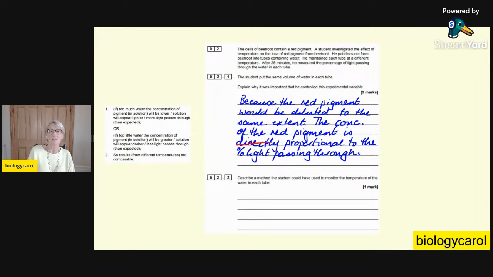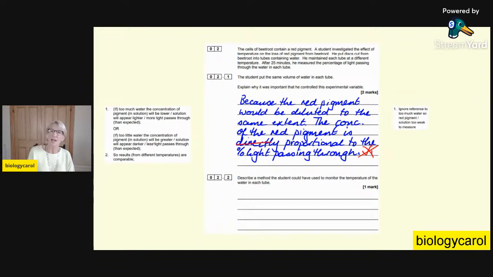So why isn't this correct? Because if the concentration of red pigment was 0, the percentage light passing through it wouldn't also be 0, it would be 100%. I was thinking of absorbance. If the percentage of red pigment was 0, the absorbance would be 0. It would have been completely accurate for me to say that it was directly proportional. This is not directly proportional. So therefore, this sentence is scientifically wrong. And therefore, I gave myself 1 mark here, but I'm taking it away.